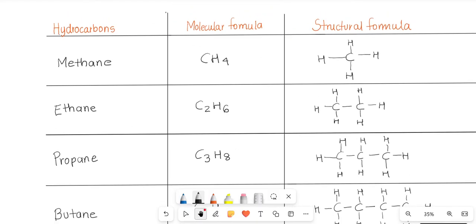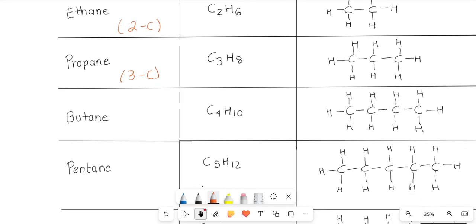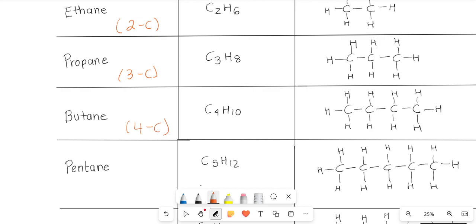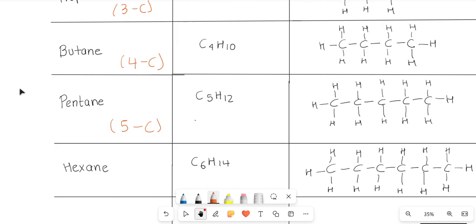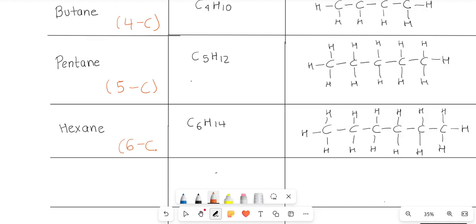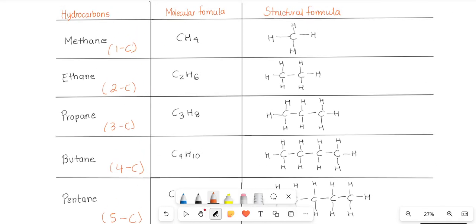I will write for your future reference that methane is one carbon atom, ethane is two carbon atoms, propane is three carbon atoms, butane is four carbon atoms, pentane is five carbon atoms, and hexane is six carbon atoms. Students, you need to remember that a molecular formula only tells us the number of atoms. But to really see how they are arranged, we use the structural formula.